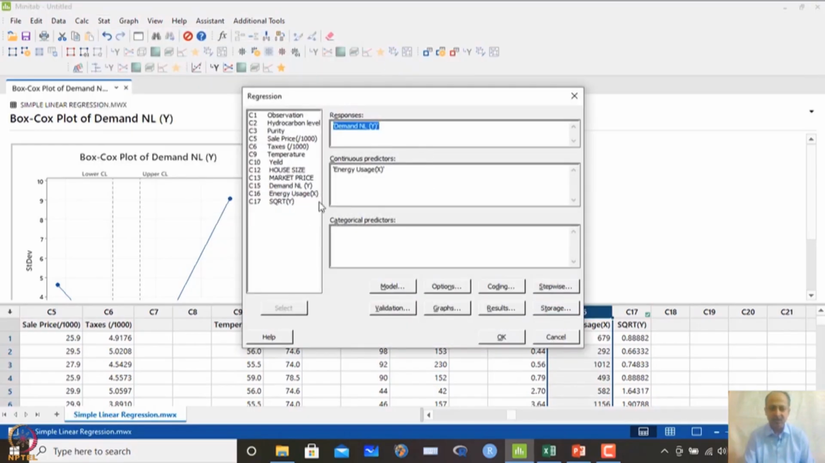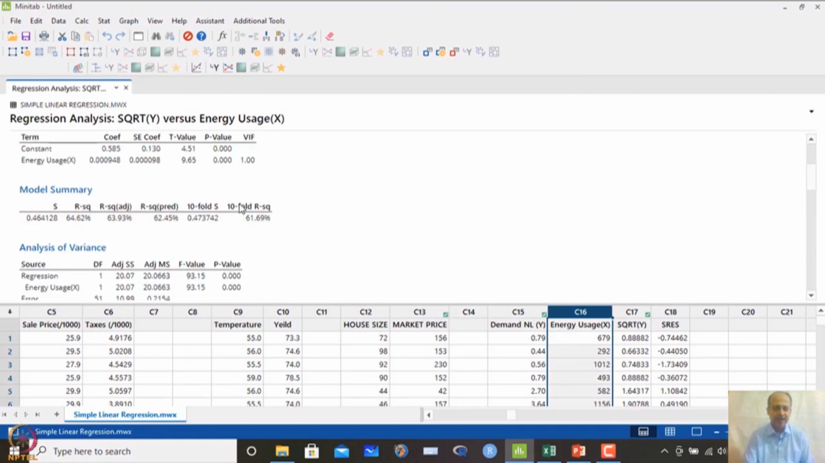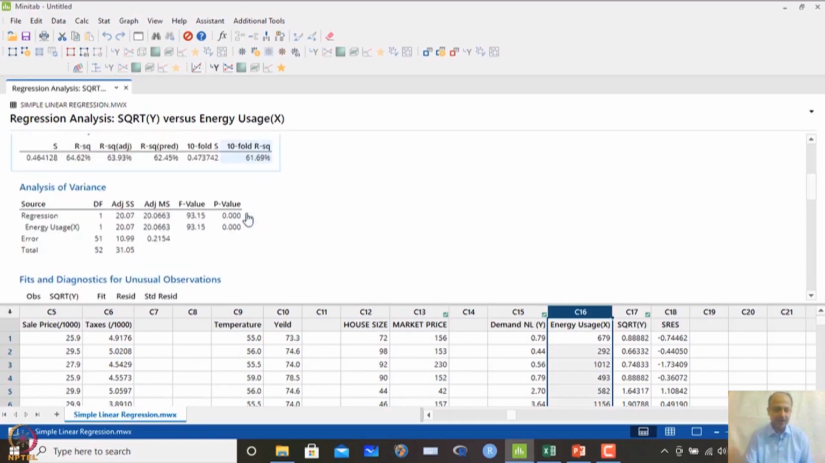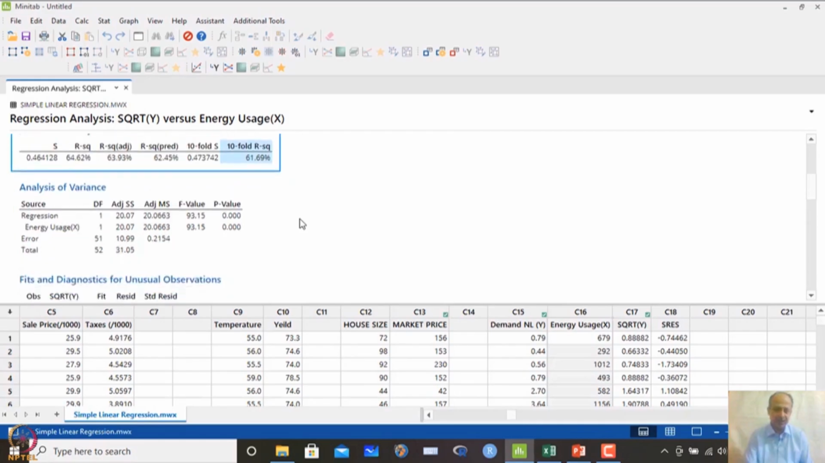So, everything remains the same, only instead of this I have taken the square root of y over here. I click OK, and what is generated is that energy usage is now showing significant p values even after transformation, and with 10-fold cross validation, the value is around 61%. That is on the lower side, but we may still be satisfied.